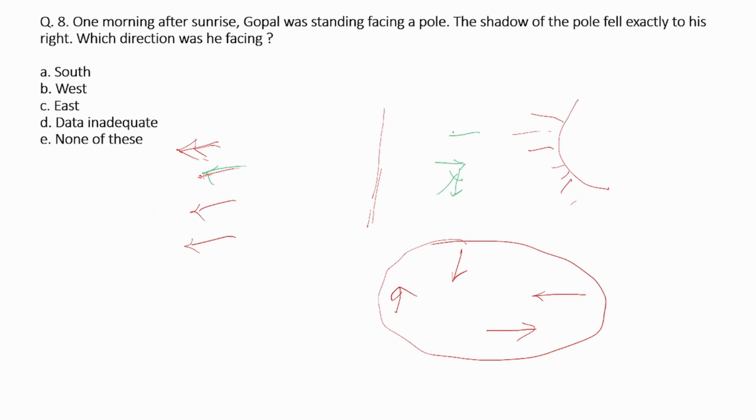If it faces towards west, then the right hand will be in this direction, so this will not be the case. If it faces towards north, then its right hand will be in this direction, but the shadow falls towards west. Question says that the shadow fell exactly to his right. So if Gopal is facing towards south, its right will be this direction, and the shadow falls exactly to its right. So which direction was he facing? He was facing in a south direction. So the answer is A. Next question.